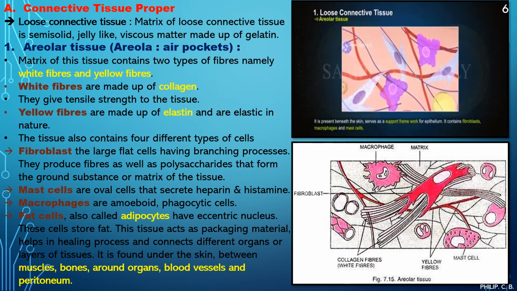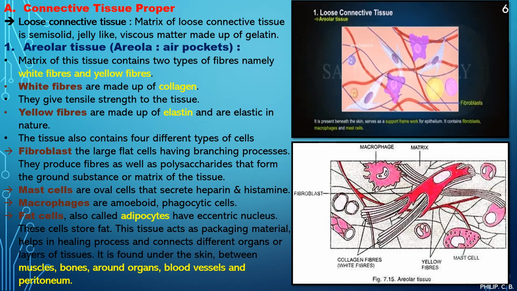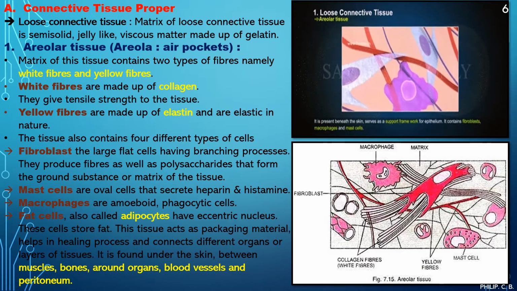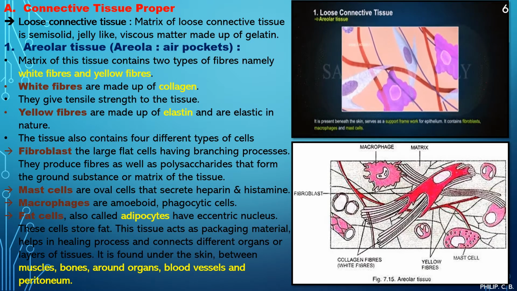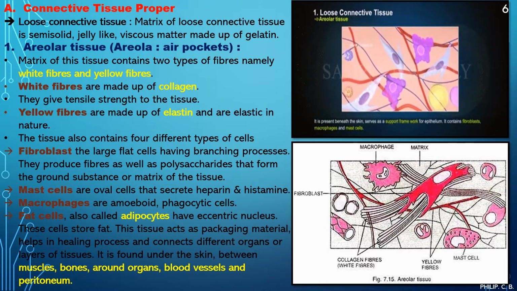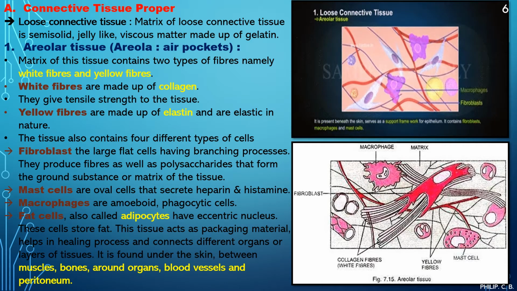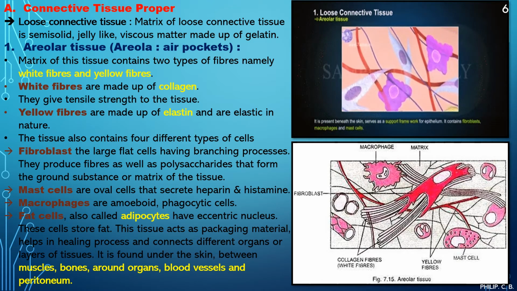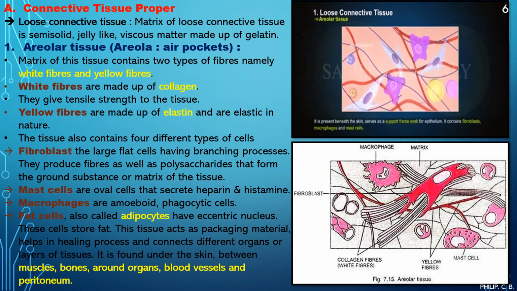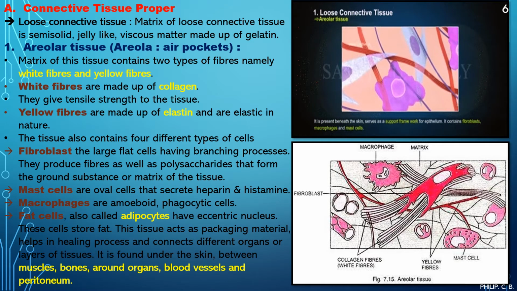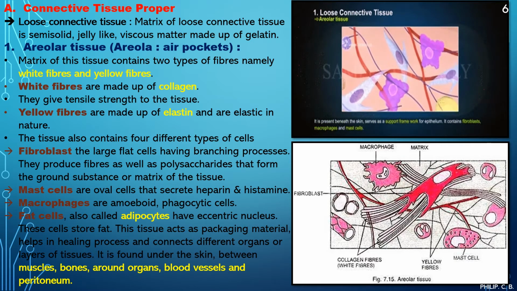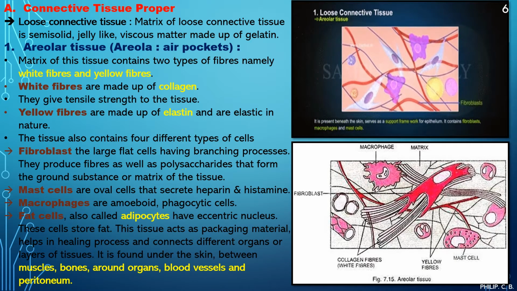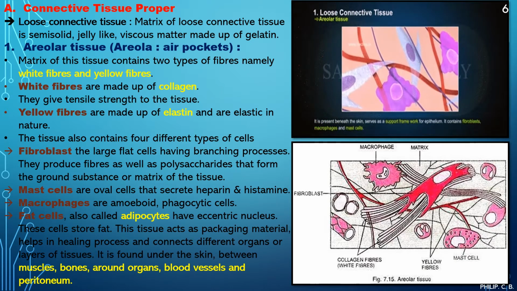Further, fat cells are also called adipocytes. Now, adipocytes, as the name says, are the fat cells having an eccentric nucleus. Means the nucleus is away from the center, towards the side or the periphery. These cells store fat. These tissues act as packaging material, help in the healing process and connect different organs or layers of the tissue. It is found under the skin, between muscles, bones, around the organs, blood vessels and peritoneum. As mentioned, they are packaging, so they also act as a shock absorber, help in the healing process, etc.